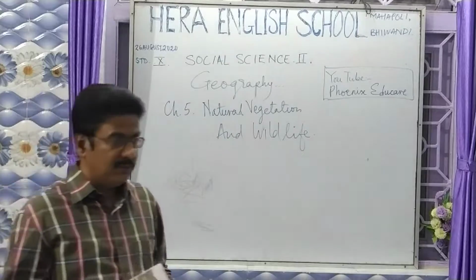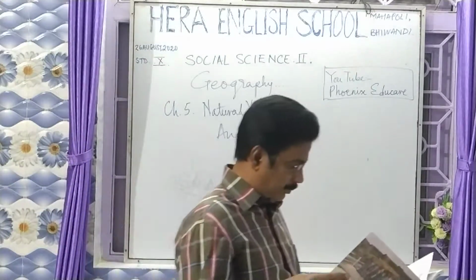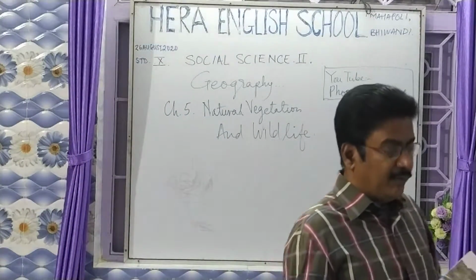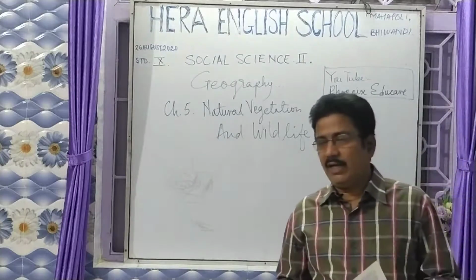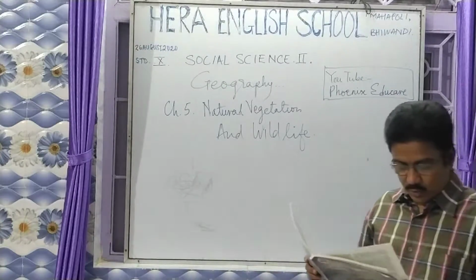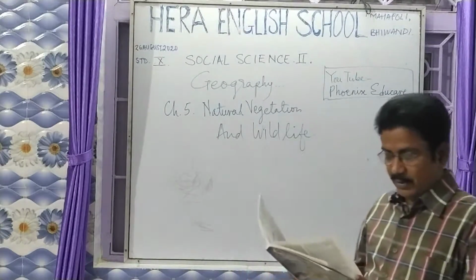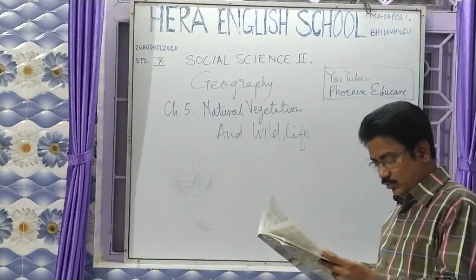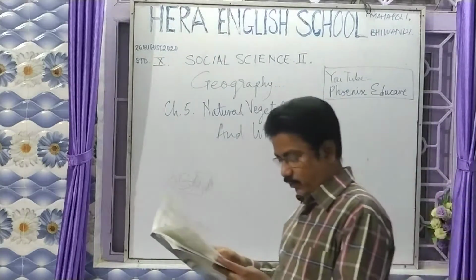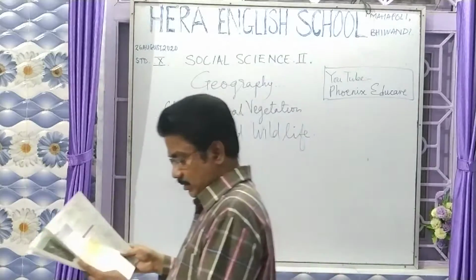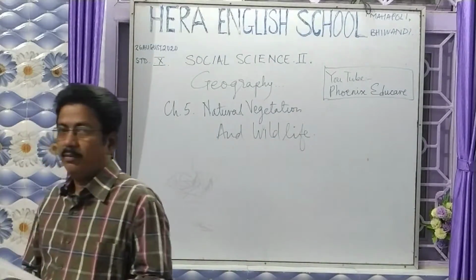If you look at page number 34, figure number 5.4, the different types of forest or natural vegetation are shown here: equatorial forest, tropical grasslands, swampy lands, hot deciduous forest, thorny shrubs, and the temperate grassland of Brazil.